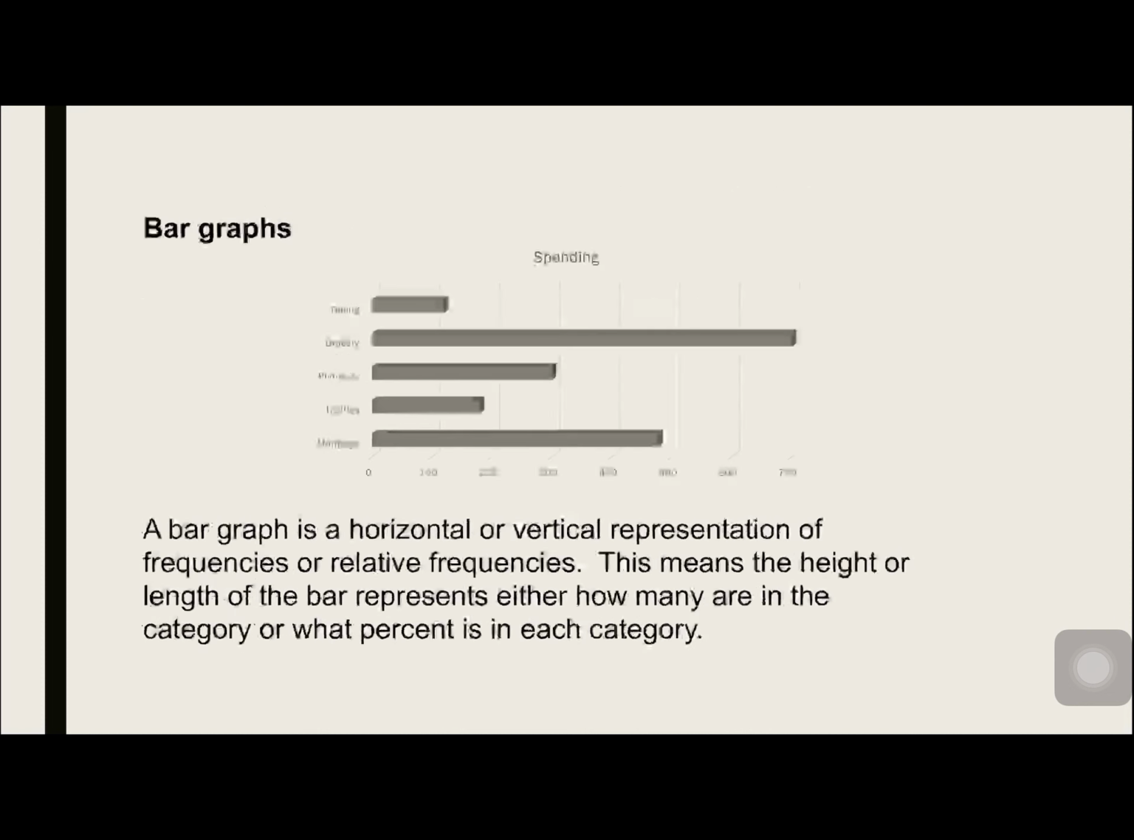Okay, bar graphs. Bar graphs are horizontal or vertical representations of frequencies or relative frequencies. This means the height or length represents how many are in the category. Okay, so for example, that graph there, if you look at dining and you see how big it is, it's just a little bit more than 100. So it represents how much.